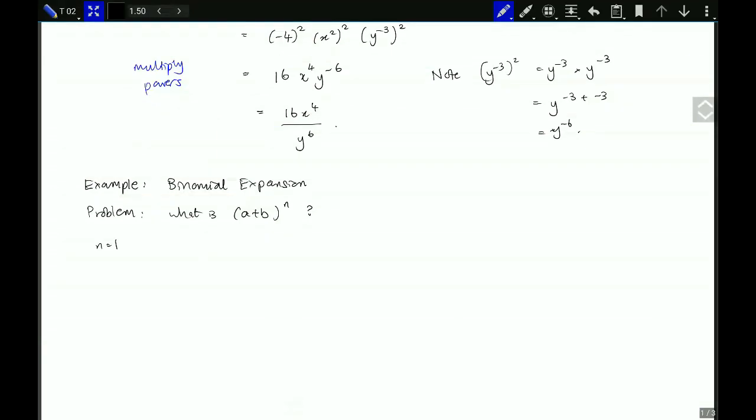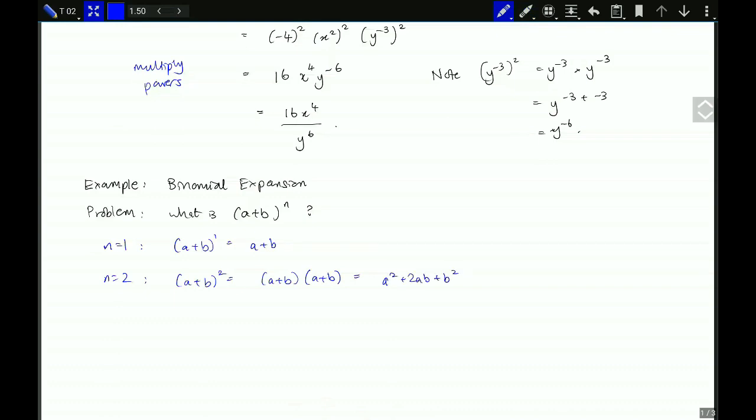So for n equals 1, we get a plus b to the 1. It's just a plus b. For n equals 2, we get that a plus b squared is equal to a plus b times a plus b. And we know from the quadratic lecture before, this is a squared plus 2ab plus b squared.